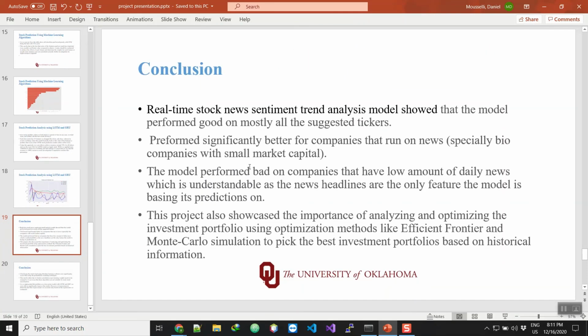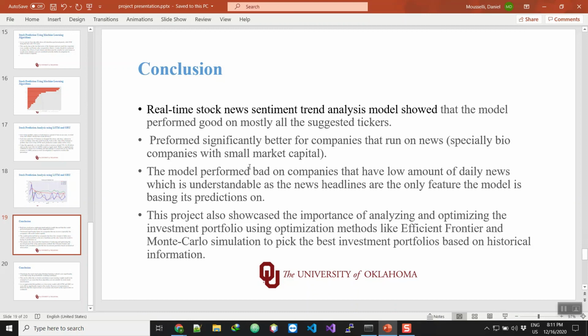So the conclusion: the real-time stock news sentiment trend analysis model showed us that the model performed well on mostly all of the suggested tickers. It performed better on tickers that run on news, especially the bio companies with a small market cap, and performed badly on companies that don't have a lot of daily news. You have a lot of days with no news at all.